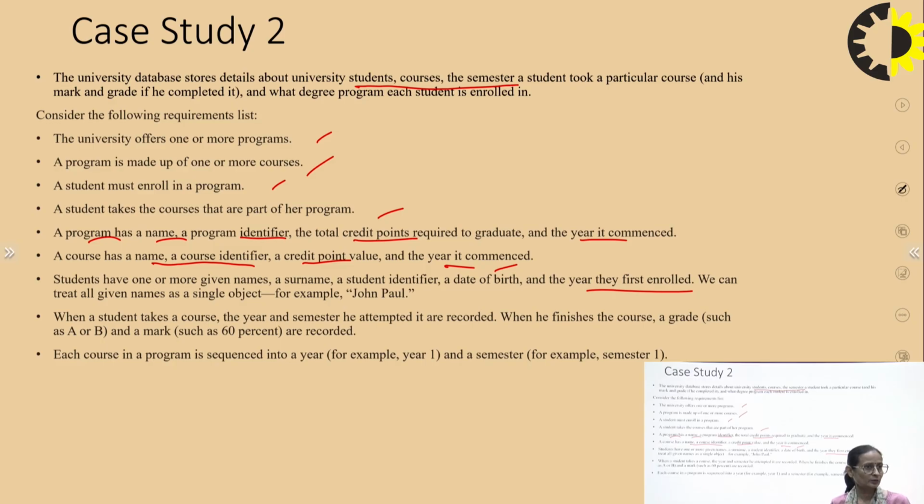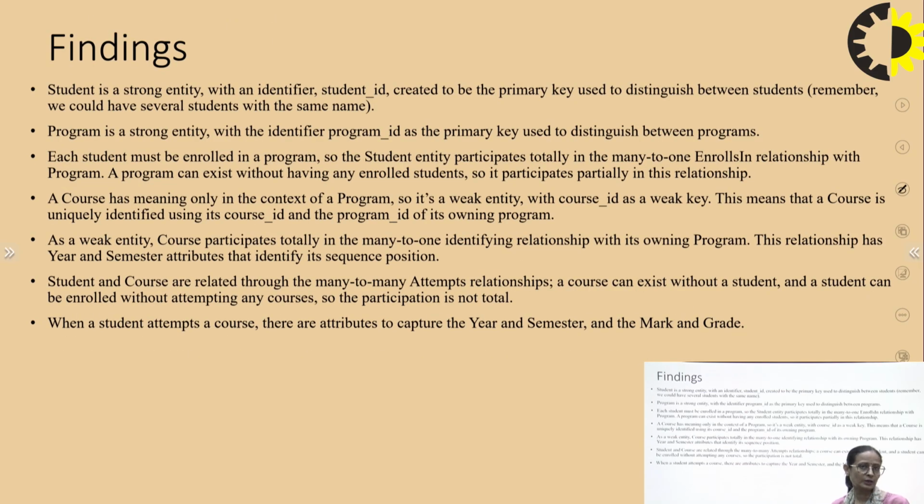When a student takes a course, the year and semester he attempted it are recorded. When he finishes the course, a grade and marks are recorded. Each course in a program is sequenced into a year. For example, first year, first semester, first year, second semester, like this. So what are the major findings which we can gather from this particular case study? Student is a strong entity in this case. With an identifier, student ID, as the primary key to distinguish between students.